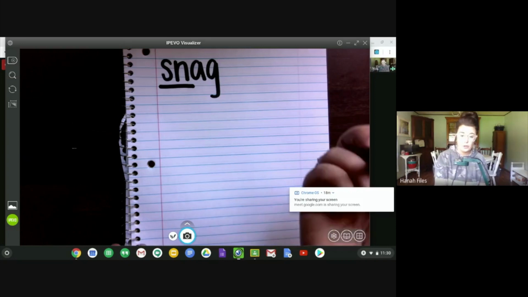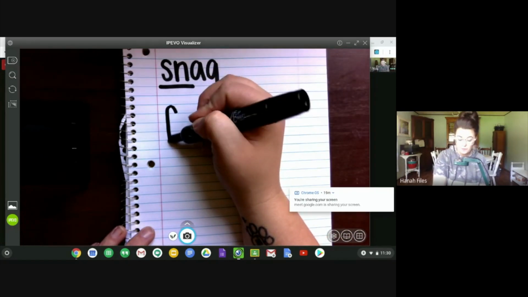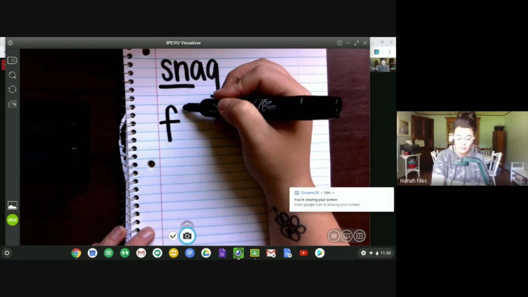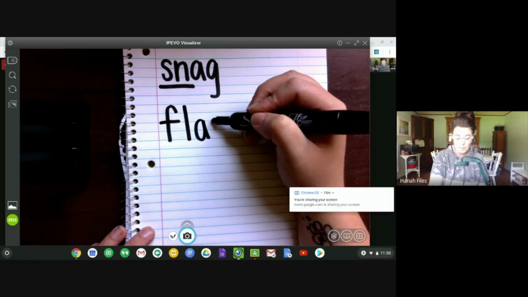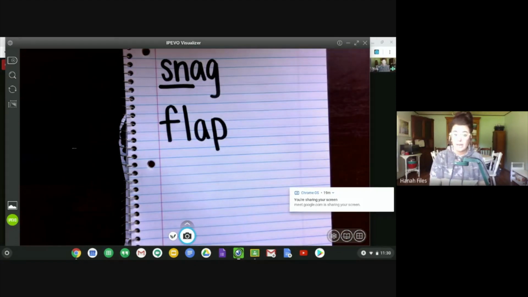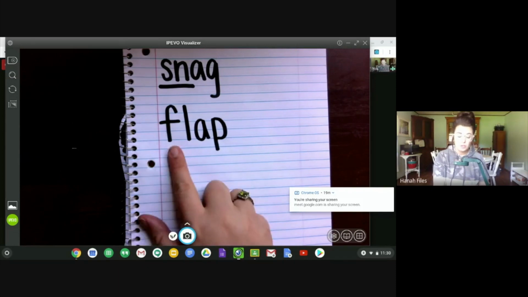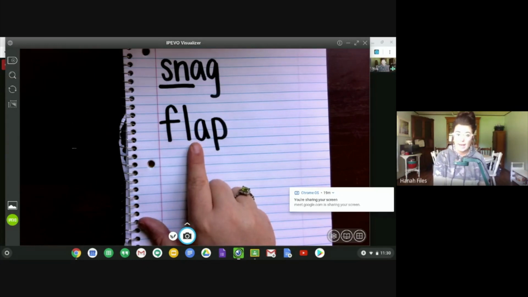Now I'm going to write a new word. I'm going to write the word flap. F L A P. Flap. If I was going to sound out this word, I would first start with the first two letter sounds. Fl, a, p, flap.